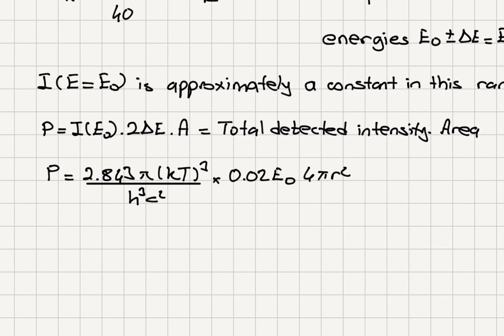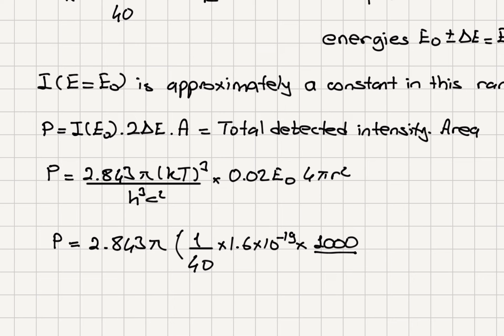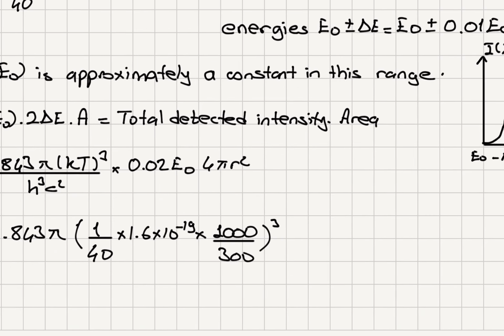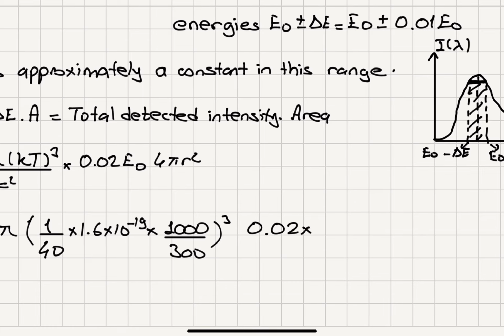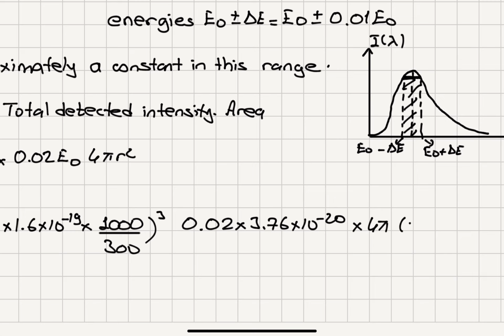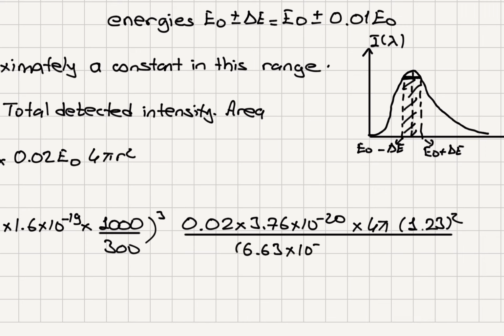So we can calculate this detected power: 2.843 pi kT cube, 1 over 40 electron volts times 1.6 10 to minus 19 to convert to joules, times temperature is 1000 instead of 300, 1000 divided by 300 cube, multiplied by 0.02 E0, 0.02 times 3.76 10 to minus 20 joules, times 4 pi r square, 1.23 meters square, divided by h cube, 6.63 times 10 to minus 34 cube, c squared is 9 times 10 to 16.